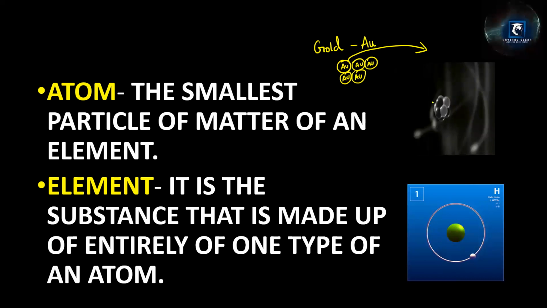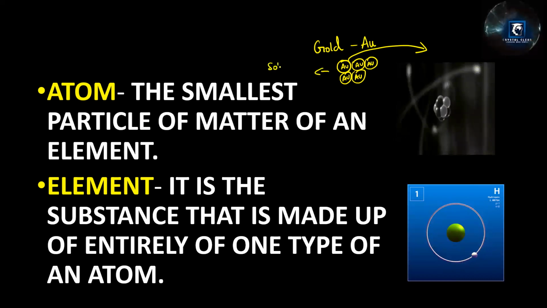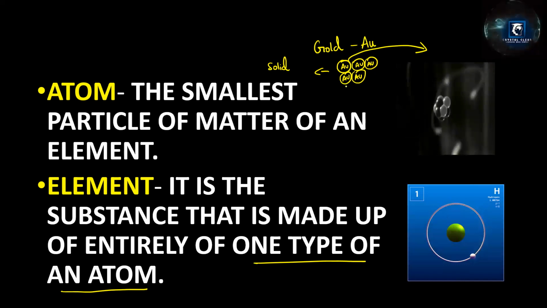So first, what is an atom? It is the smallest particle of matter. What matter? You can take it as a solid, like gold, right? Next, what is an element? It is a substance that is made up entirely of one type of atom. So you can see this element is totally made up of gold atoms only. So it's the purest form, we can say.